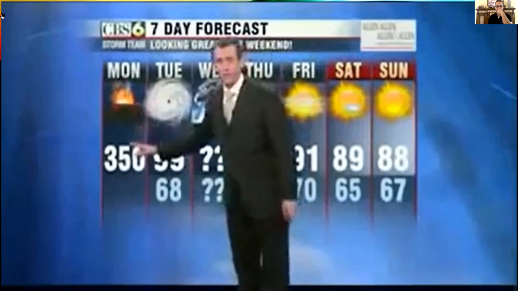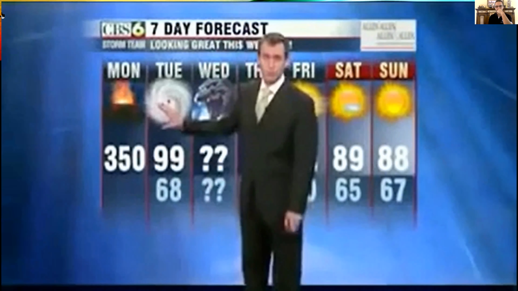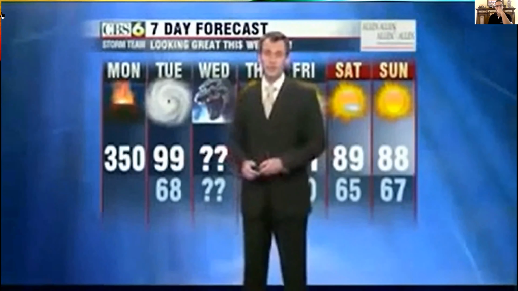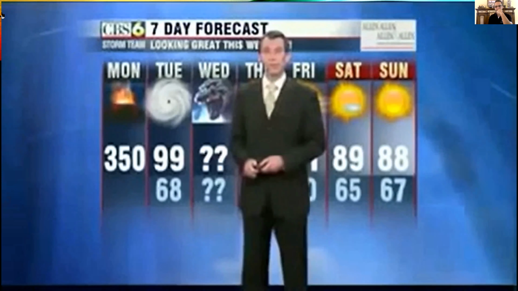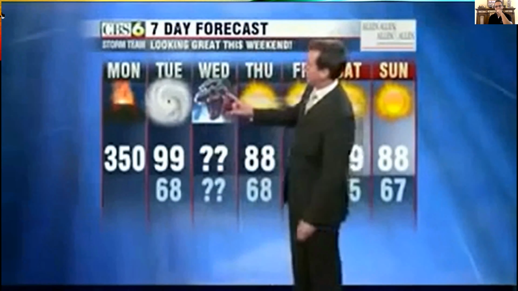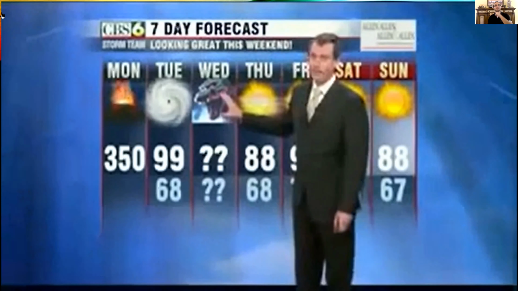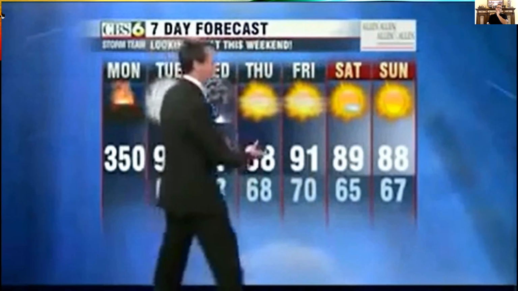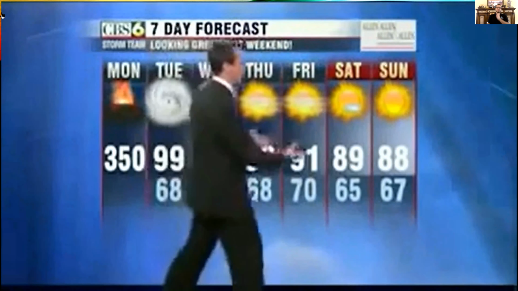Volcano 350 there for Monday. Global superstorm on Tuesday. We could see maybe about 200 inches of rainfall, wind gusts up to 1,000 miles an hour. Godzilla Wednesday, I'll be honest, I have no idea what's going to happen on that day. After that, though, how about this to finish off the work week? Low humidity, lots of sunshine, with highs in the upper 80s heading into next weekend.